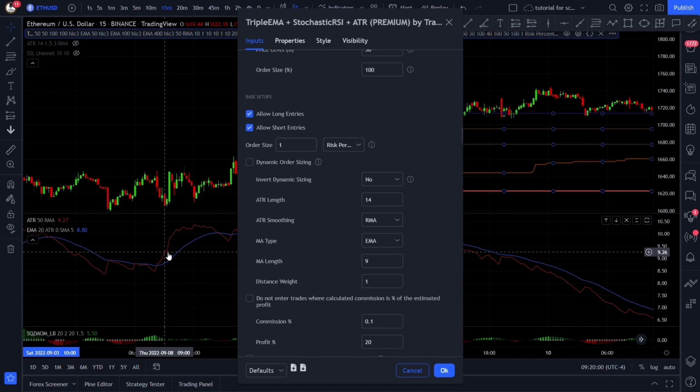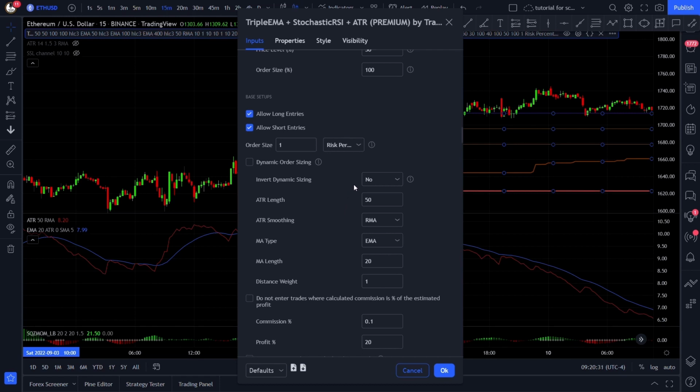In the script there is one extra function, which is the distance weight. Going back to the example, if the distance weight is 1, then the position will get decreased in size by 20%. If the distance weight is 2, then the position will get decreased by 40%. So the distance weight is basically a multiplier for the percentage difference between the EMA and the ATR level. Okay, but what happens when the ATR is above the EMA and the distance between them is 100%? In this case, the trade will be eliminated as the position size would be 0.